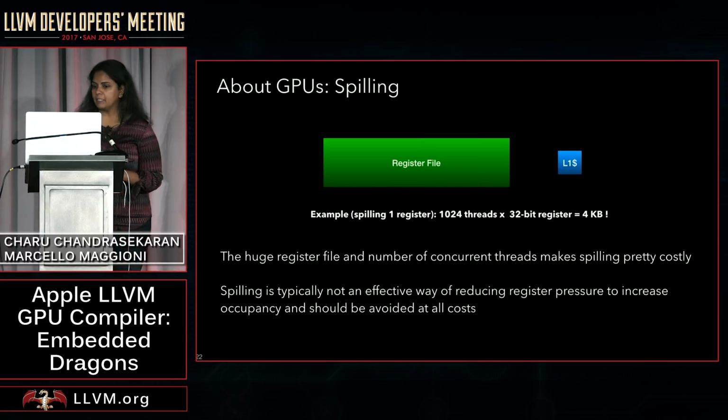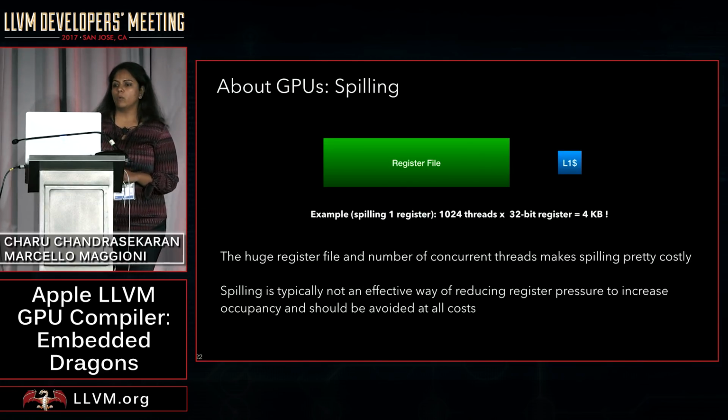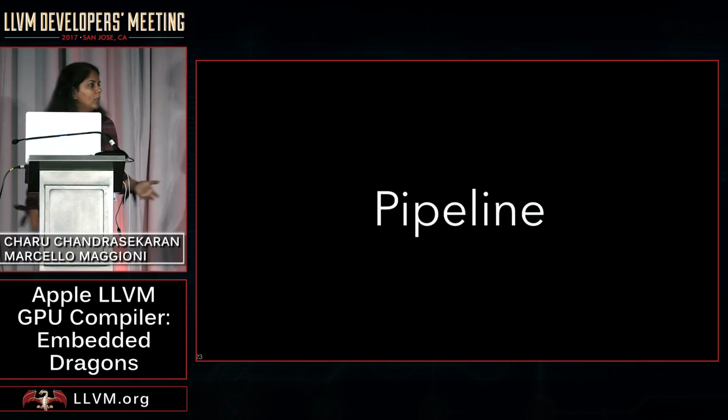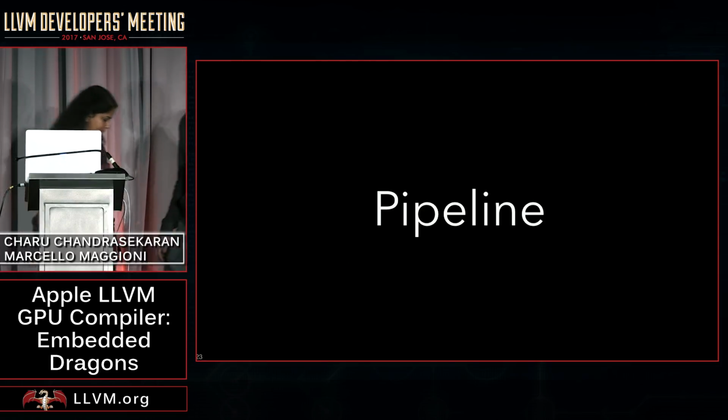And hence typically spilling is very expensive on GPUs and should be avoided at all costs. The thing to remember here is that we don't want to be trading occupancy for spilling in a GPU. Marcello will now talk about the GPU pipeline.